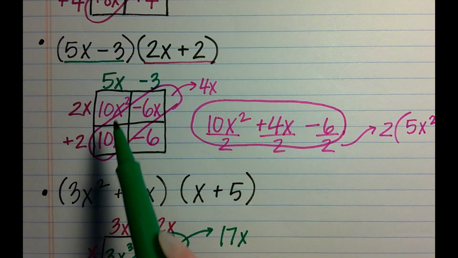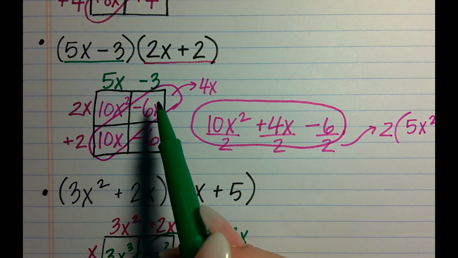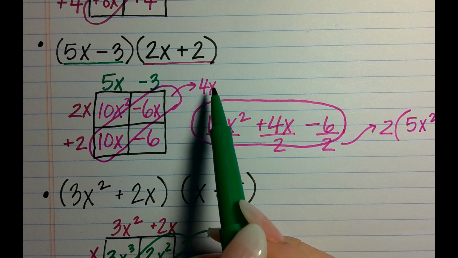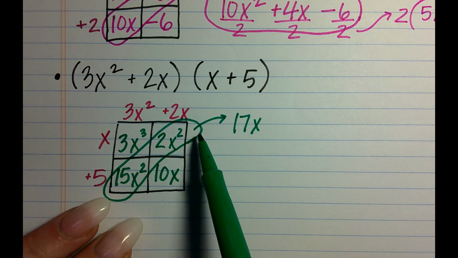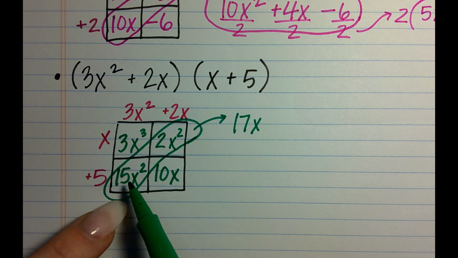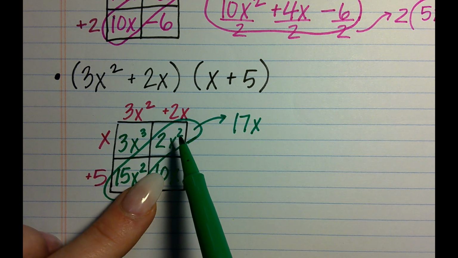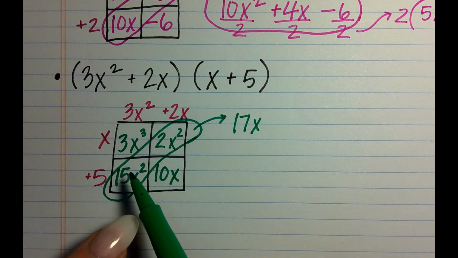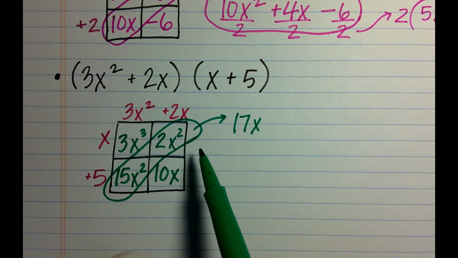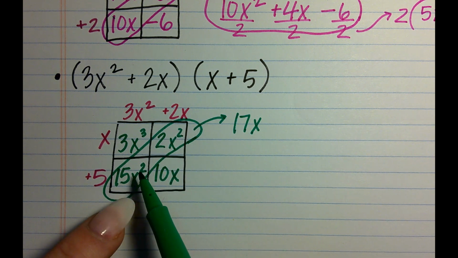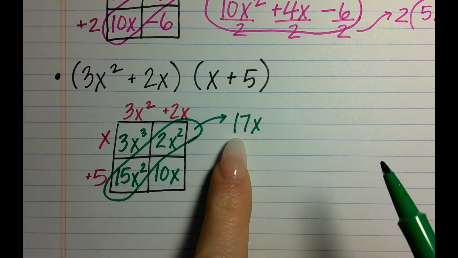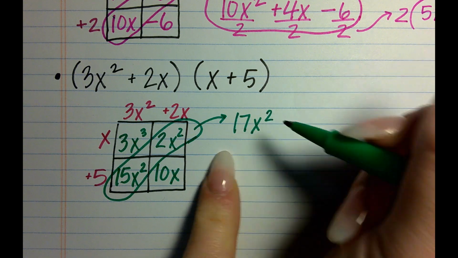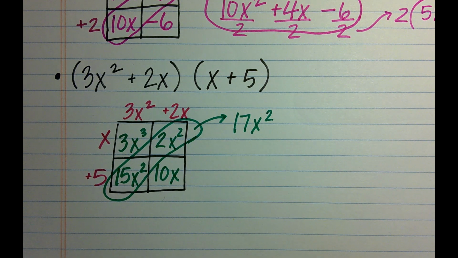Just like in all these problems, we started with x, we added or subtracted an x, and it stays x. Even though we have x squared now, we're only adding 15x squared plus 2x squared. So we are just adding 15 plus 2, and those are referring to the x's. That exponent only changes when we multiply. So it's just going to be 17x squared as our middle term. Does that make sense, everybody?